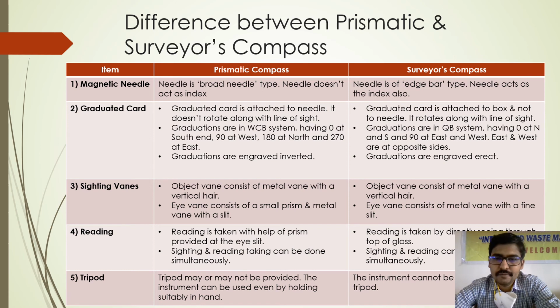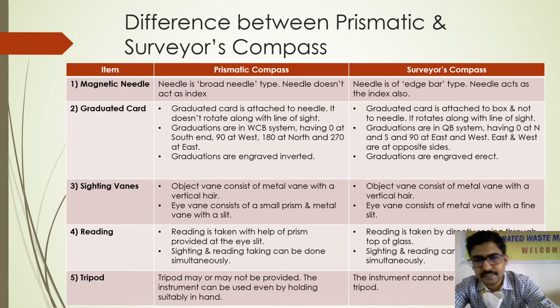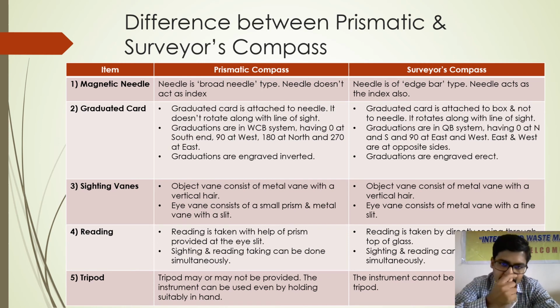So most of the times you will find that there is a question on difference between prismatic and Surveyor's compass in your question paper. You can consider that this is one of the very important questions from this particular topic. Most question papers have this question for around 8 to 10 marks. This is the way you are supposed to write the difference between prismatic compass and Surveyor's compass. You have to differentiate them part wise: what different part and how it works in prismatic compass and in Surveyor's compass.